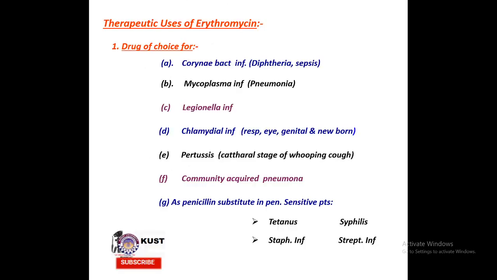So therapeutic choices of erythromycin include the drug of choice for corynebacterial infection like diphtheria, sepsis, mycoplasmal infection like pneumonia, Legionella infection causing pneumonia, chlamydial infection, specifically in the respiratory, eye, genital, and newborn, pertussis, mostly whooping cough, community acquired pneumonia, as a penicillin substitute in penicillin sensitive patients, like tetanus, staphylococcal infection, syphilis, and streptococcal infections.